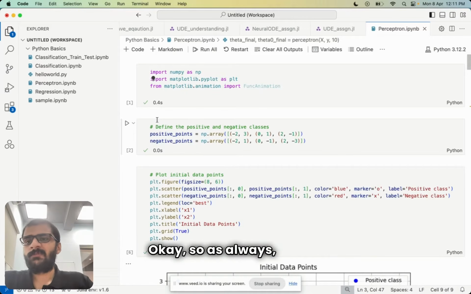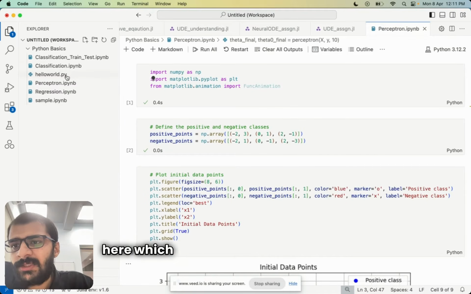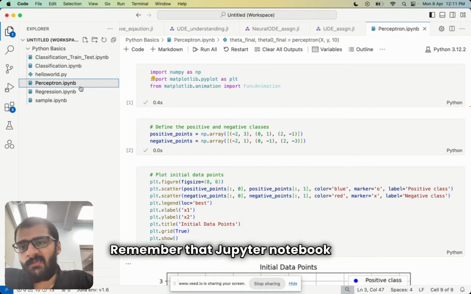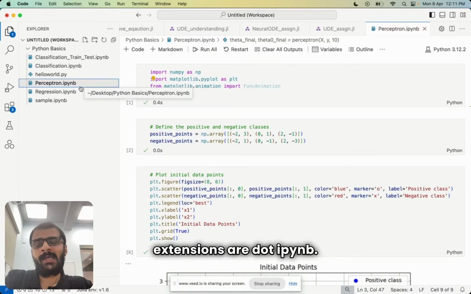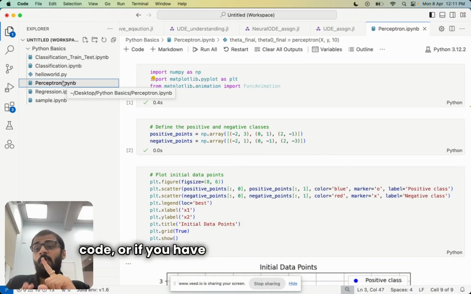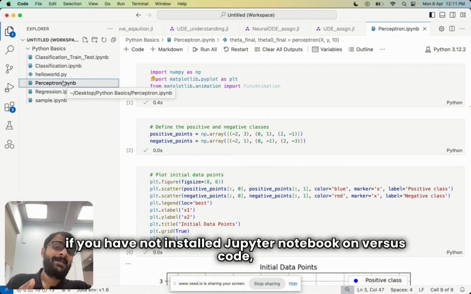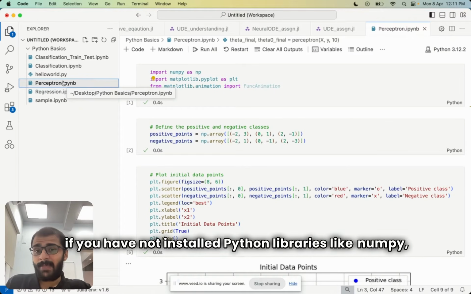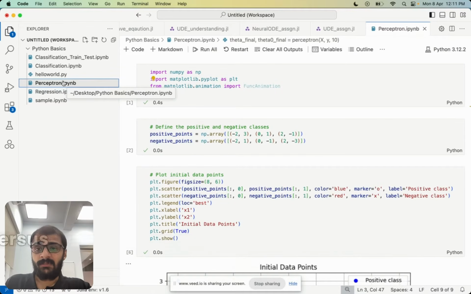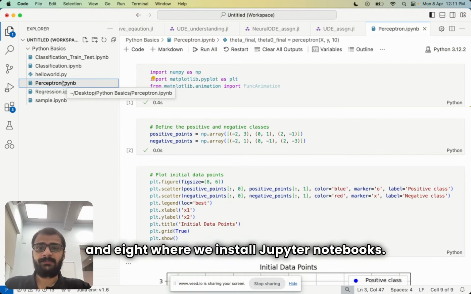Okay, so as always, we'll be working in Jupyter notebook files. And so I have created a file here which is called perceptron.ipynb. Remember that Jupyter notebook file extensions are .ipynb. Okay. So if you are new to VS Code, or if you have not installed VS Code, or if you have not installed Jupyter Notebook on VS Code, if you have not installed Python libraries like NumPy, Matplotlib, etc., please go to lecture number 5 where we install VS Code, install Python, and I think lecture number 7 and 8 where we install Jupyter Notebooks.